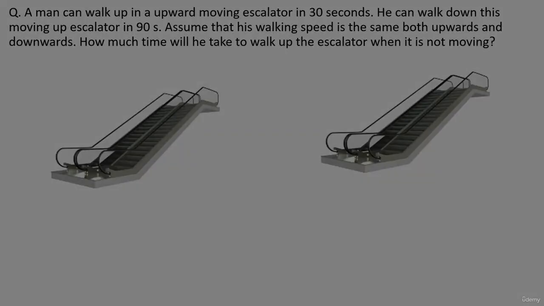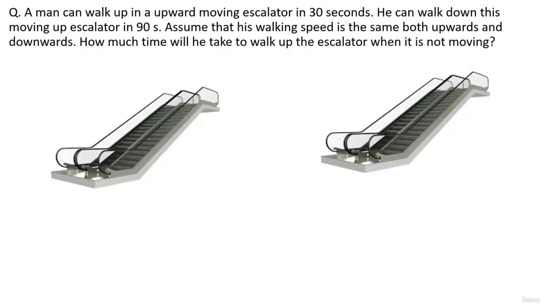A man can walk up an upward moving escalator in 30 seconds. He can walk down this moving up escalator in 90 seconds. Assume that his walking speed is the same both upwards and downwards. How much time will he take to walk up the escalator when it is not moving?